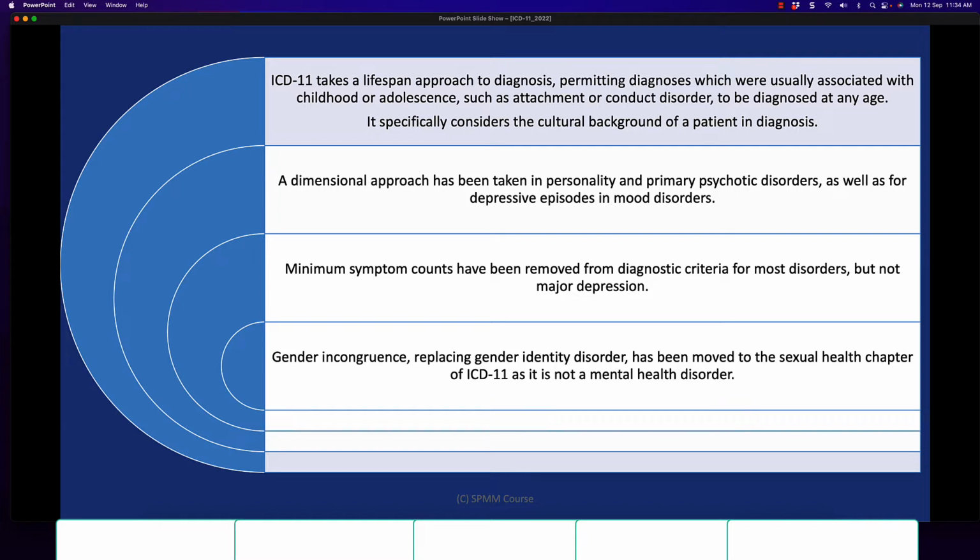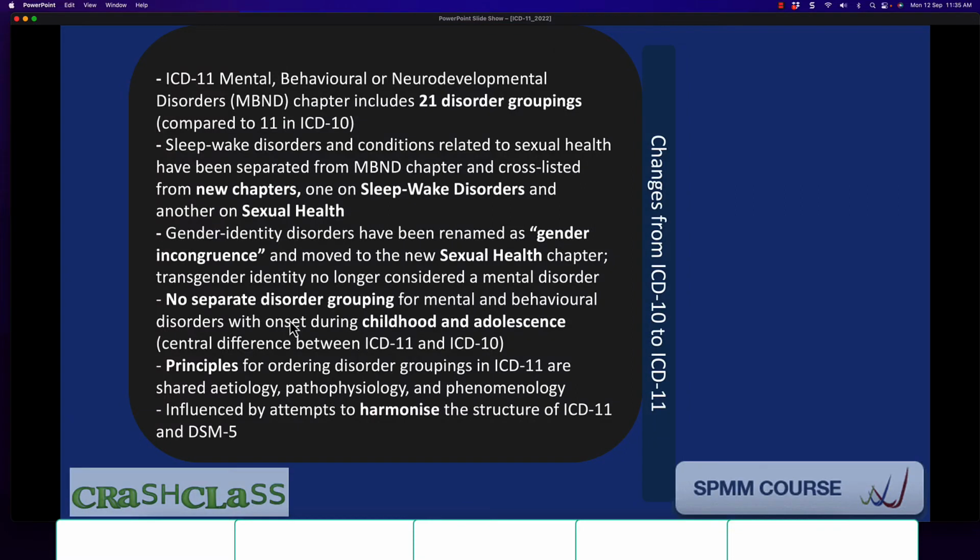It specifically considers the cultural background of a patient in diagnosis. A dimensional approach has been taken in personality and primary psychotic disorders, as well as for depressive episodes in mood disorders. Minimum symptom counts have been removed from diagnostic criteria for most disorders, but not major depression. Gender incongruence, replacing gender identity disorder, has been moved to the sexual health chapter of ICD-11 as it is not a mental health disorder. One more important change is there is no separate disorder grouping for mental and behavioral disorders with onset during childhood and adolescence.